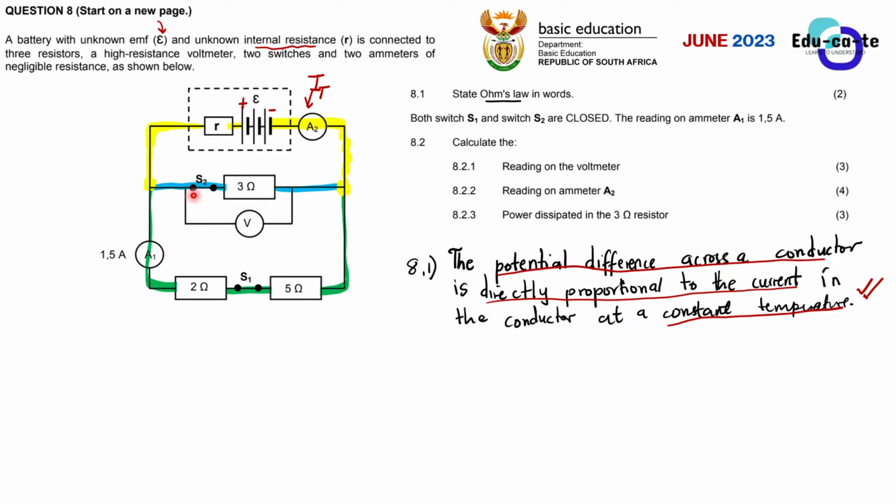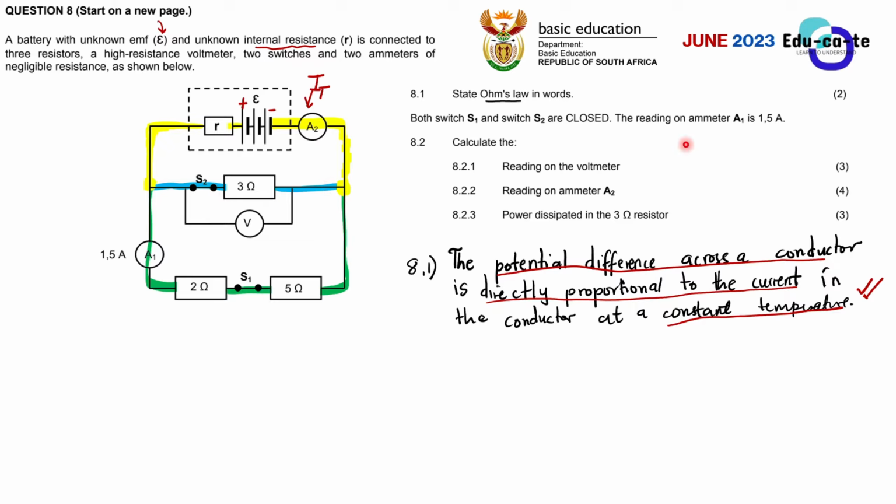So if switch S2 is closed, this blue current will be able to pass through this 3 ohms resistor. And if switch S1 is closed as well, this green current is allowed to pass through this 2 ohms and this 5 ohms resistor. If we open switch S1, there won't be any green current passing through the 2 ohms and the 5 ohms, because the current needs to flow back and become the total current again and go back to the negative terminal. So when both switch S2 and switch S1 are closed, it simply means that the current is able to split.